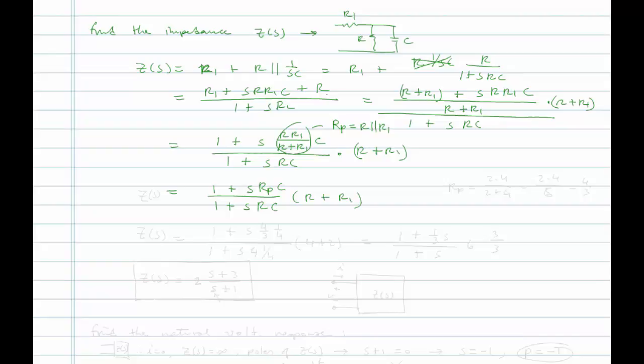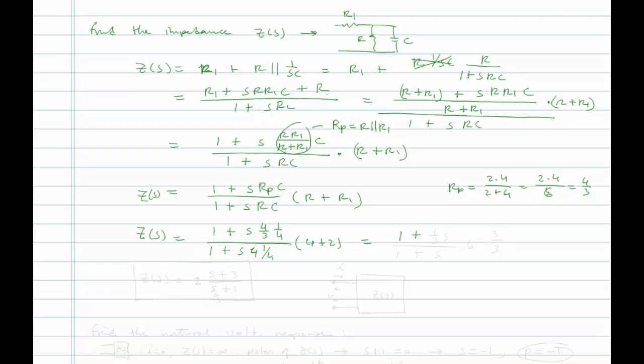Now if we plug in values, let's plug in values here. We'll have 1 plus S times the parallel combination of the two resistors, let's calculate that over here. Rp is equal to, it's 2 and 4 ohms, so it's going to be 2 times 4 over 2 plus 4, so it's 2 times 4 over 6, so we'll have 4/3. Okay, so it will be S times 4/3 times 1/4 farad over 1 plus S, R is 4 times 1/4 times 4 plus 2.